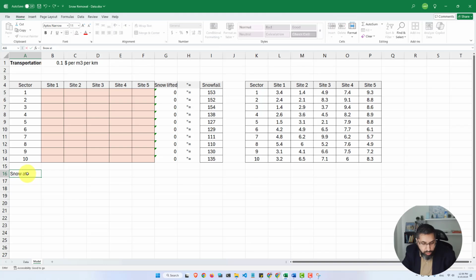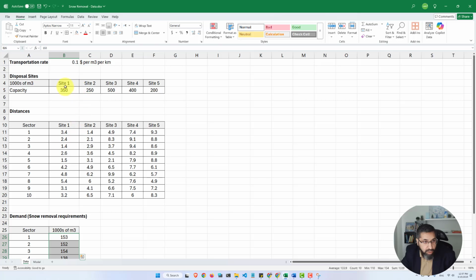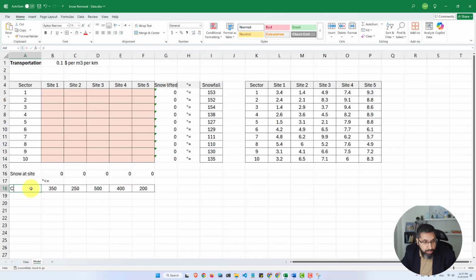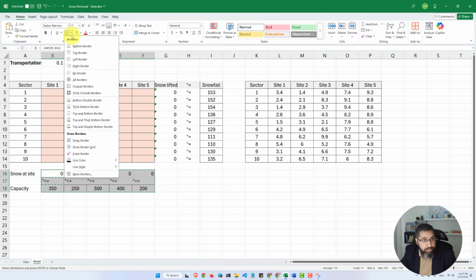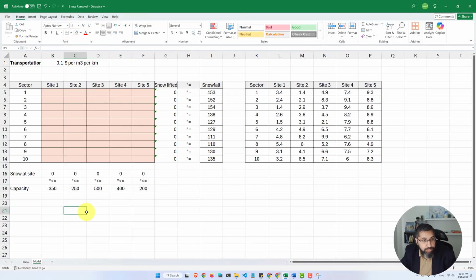Snow sent to a site is going to be the sum of the columns. That's the snow that goes to site 1, right? And that has to be less than or equal to the capacity of the site. So we have the site capacities, which we'll copy here. This is capacity, right?